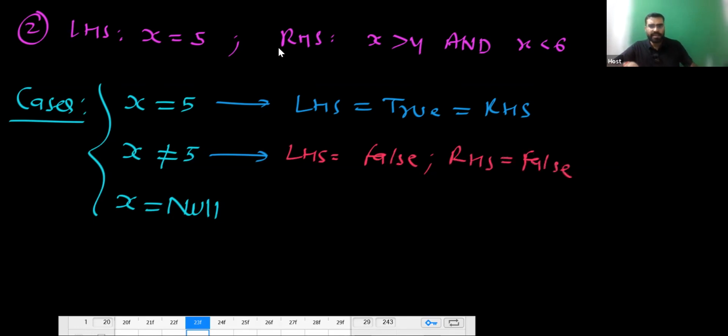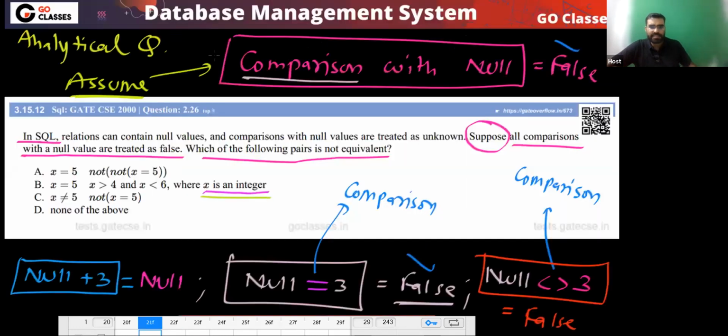Can I guarantee RHS will be false if X is not equal to 5? What about 4.5? That would be true. But the question already says that X is an integer. This information is given in the question.